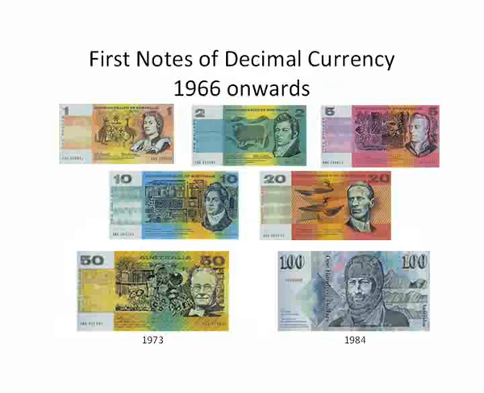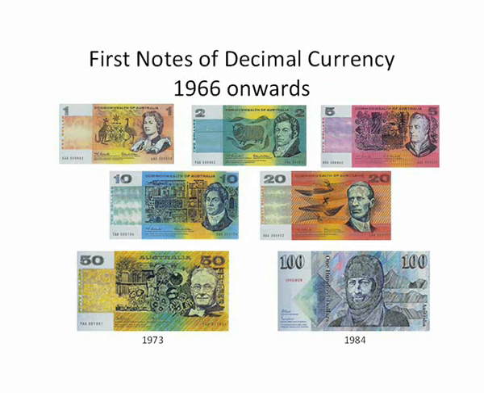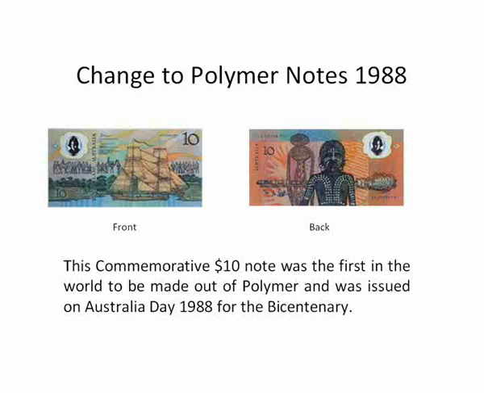Decimal banknotes were the 1, 2, 10 and $20 notes. The $5 note was introduced after a year of decimal circulation in 1967 and the $50 note was introduced in 1973. At the time of the bicentennial in 1988, it was decided to change from paper money to a new type of plastic material known as polymer.